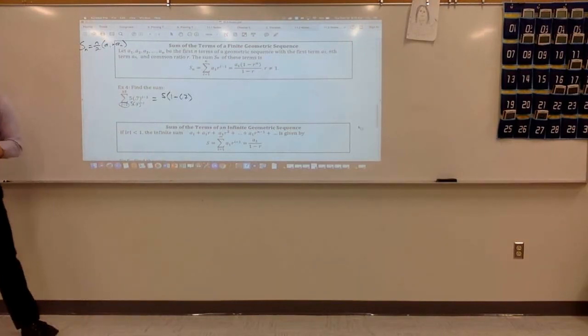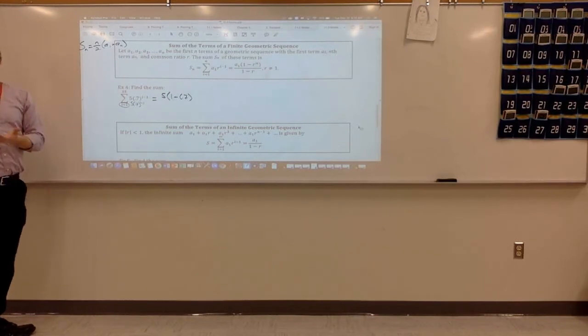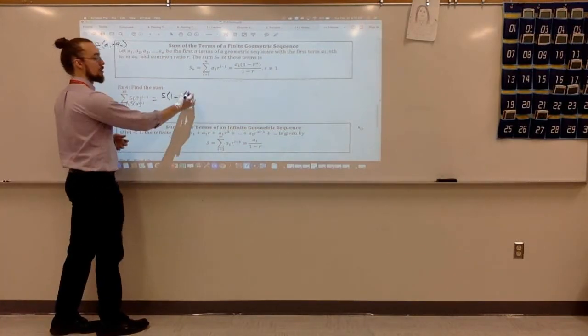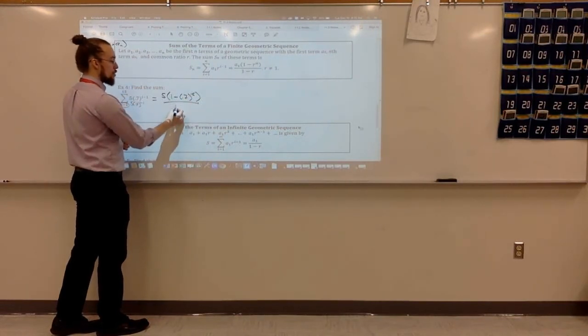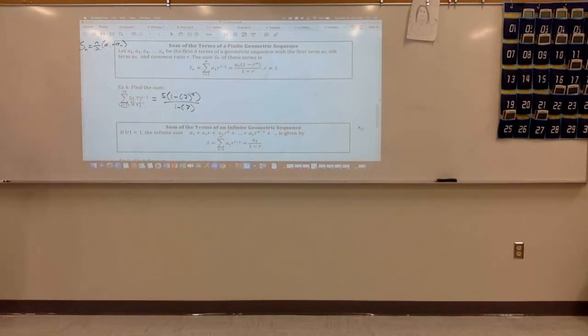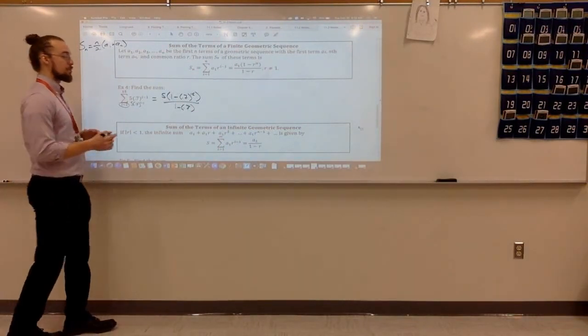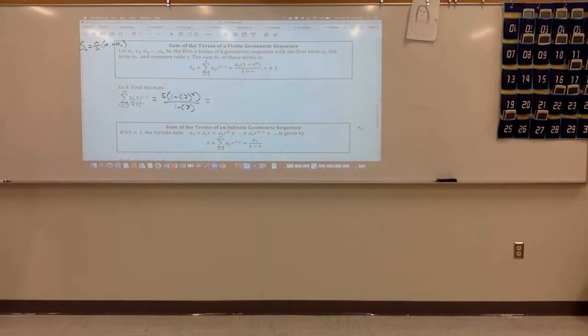Okay? So my formula, my first term is 5 times 1 minus r, which is 0.7, to the n power. Okay, well, n is the number of terms. So in this case, going from 1 to 15, we will have 15 terms. So that'll be to the 15th power over 1 minus r. So we just need to plug all of that into the calculator to get the sum of the first 15 terms in this sequence. So what do we get for that?